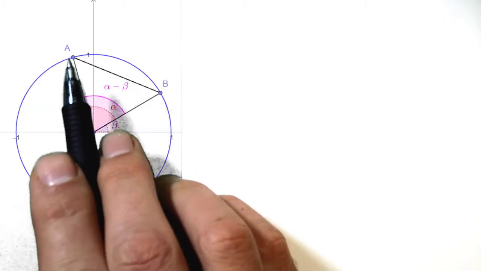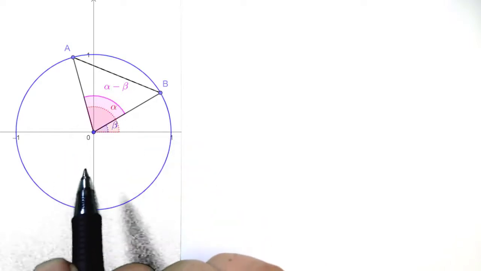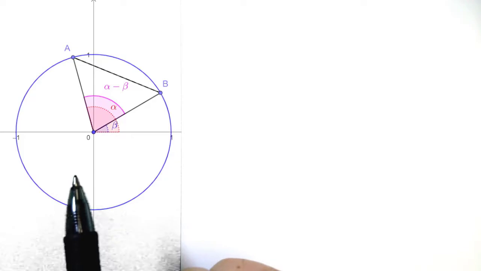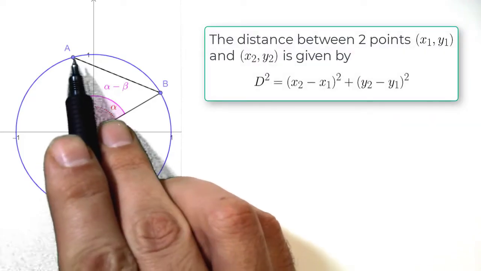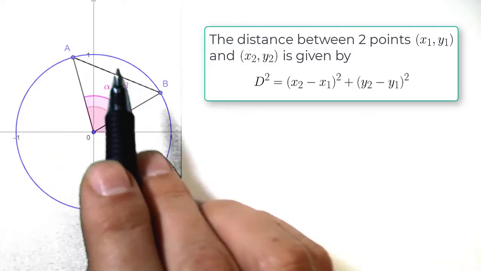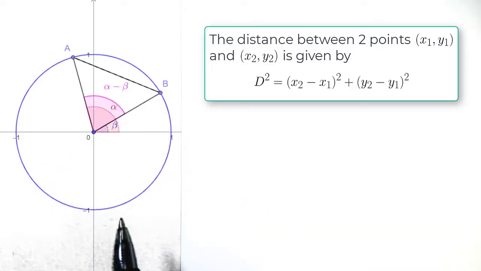Now, how do I get the length of a line segment between 2 points? Well, there's a well-known formula for this called the distance formula. The distance formula says that the square of the distance between any 2 points in Euclidean space is given by the difference of the x-coordinates squared plus the difference of the y-coordinates squared. That's a very important formula that, if you don't know it already, you should definitely put to memory. It's very useful.